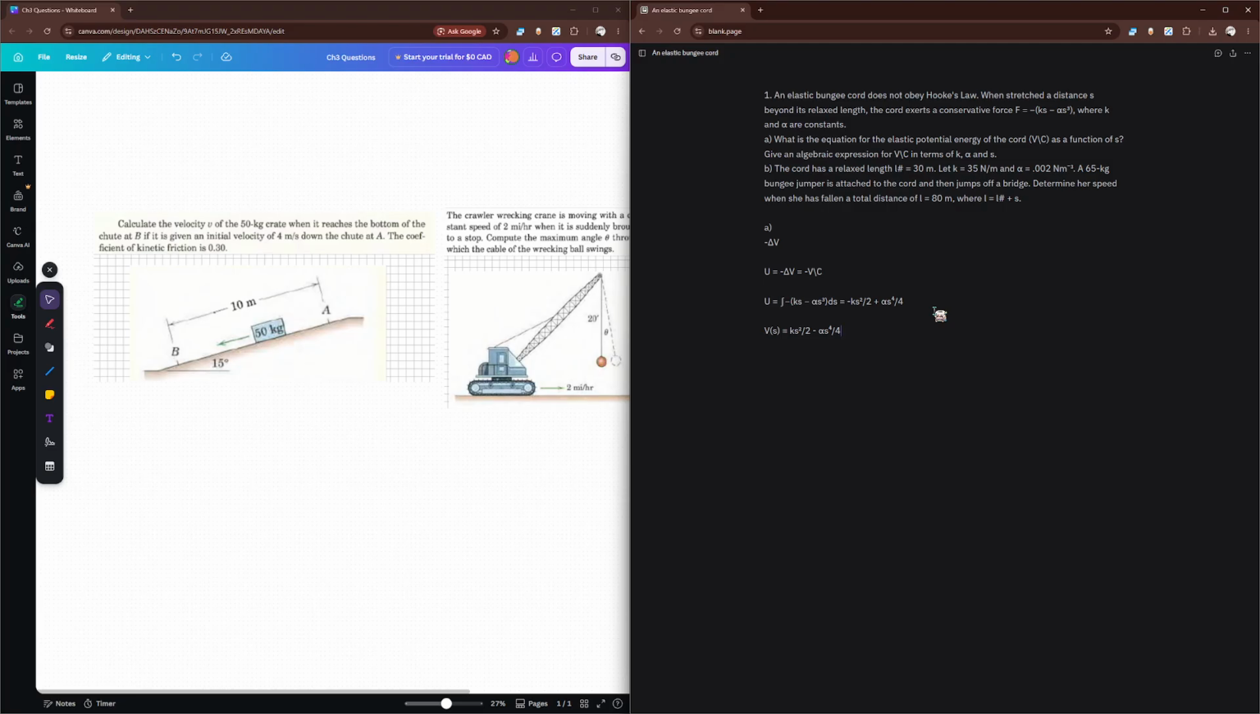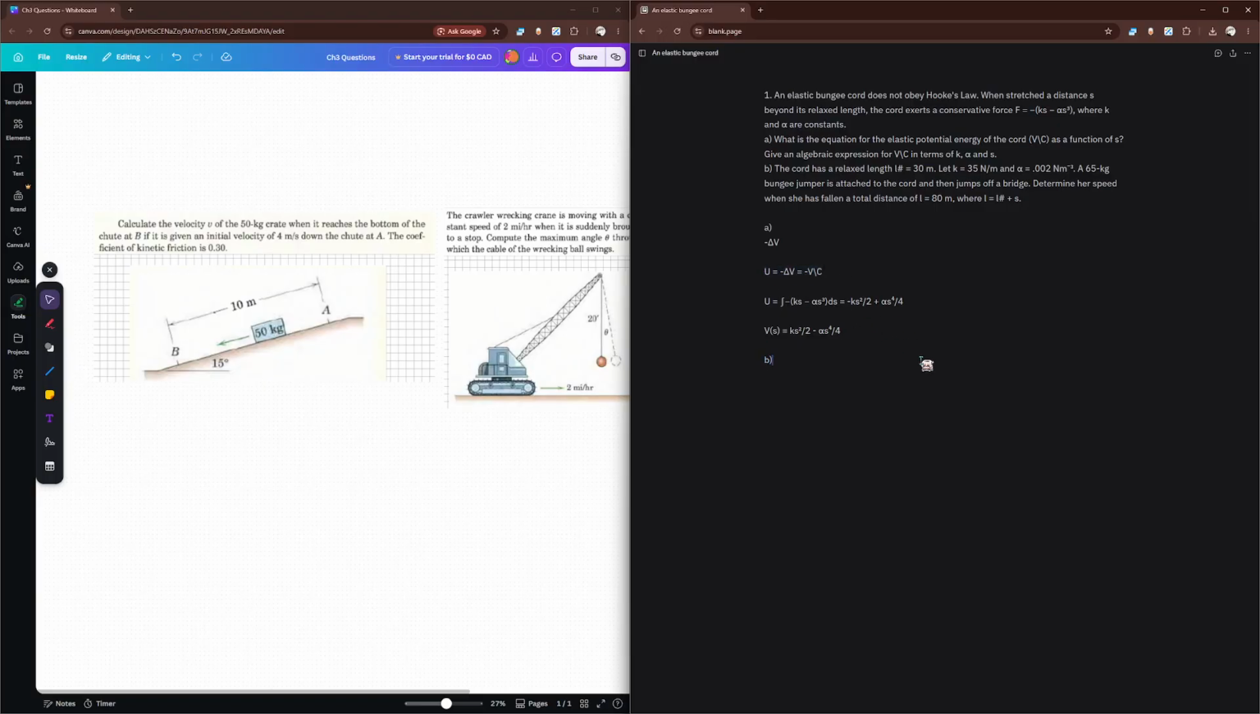And that is our V of s, which we have gotten just from understanding that work is negative delta V in this situation because it is being stretched. And yes, it says here it's stretched. So using that and the fact that U is equal to the integral of force ds, which we then integrate, and then plugging it into this relationship here.